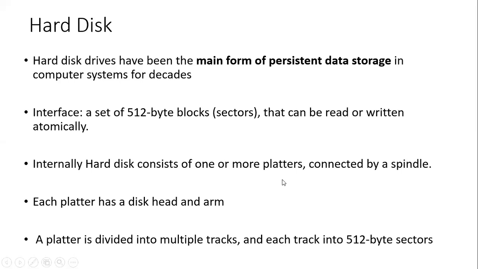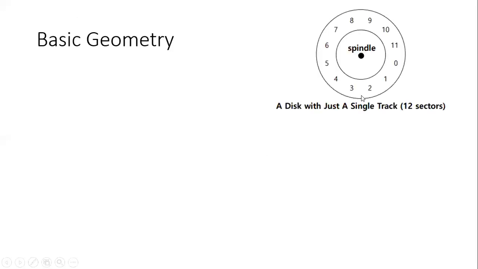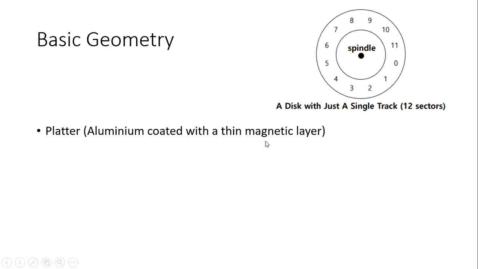The disk has multiple sectors, thousands of sectors, and it is divided into thousands of tracks, which are divided into sectors. That's the basic geometry. You can see it's a top view, there's a spindle in the center, and this is only one track. In that one track there are 12 sectors, counting from 0. You can have thousands of tracks like this, right?